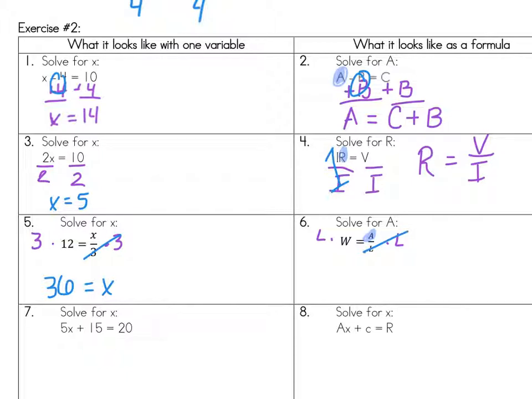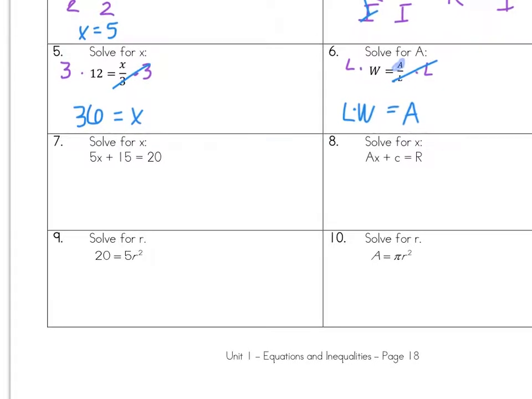So I am now left with a equaling, well, can't do much with the left-hand side, so LW. Some people like to leave the multiplication dot in there. It really doesn't matter. You could have left it either way. Okay, moving on to number 7.